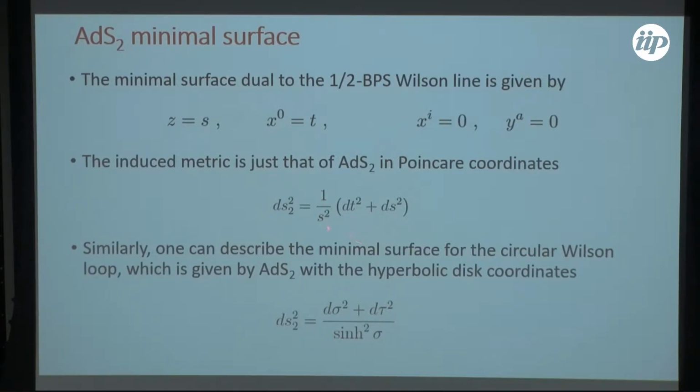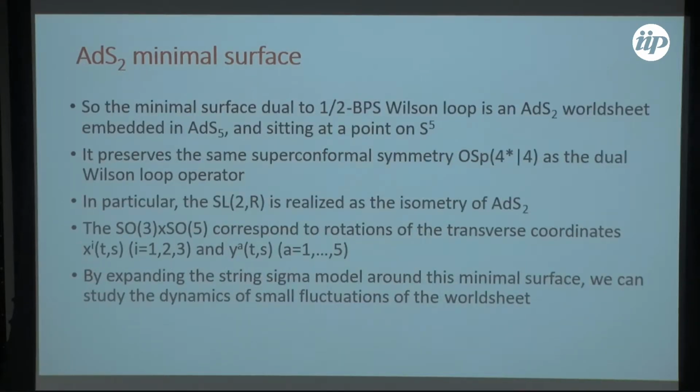Similarly, we can do the circular one, which is just a conformal transformation of this. In this case, we get a disk, the hyperbolic two-dimensional disk. Okay, so this minimal surface is just an AdS2 sitting at a point on S5, as we discussed.